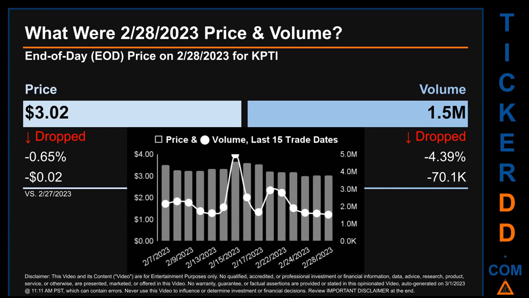Across a range of 66 cents, the max and minimum end-of-day price were respectively 3.66 and 3. Volume saw a range of 3.5 million, from a day low of 1.5 million to a day high of 5 million.